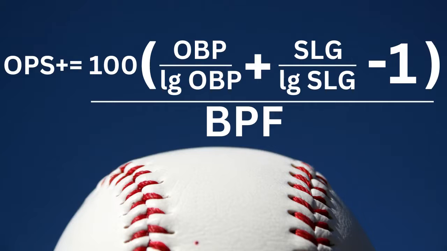So OPS plus can be calculated in this way by taking 100 multiplied by the total of on-base divided by league on-base percentage, added together with slugging percentage divided by league slugging percentage, subtract 1, and take that value and divide by the ballpark factor. That will give you a calculation for OPS plus. Now, that's not the only particular way to calculate OPS plus. It can be done another way as well, which is even far more difficult and far more hands-on, using a lot more data, but does become a more accurate calculation of OPS plus.